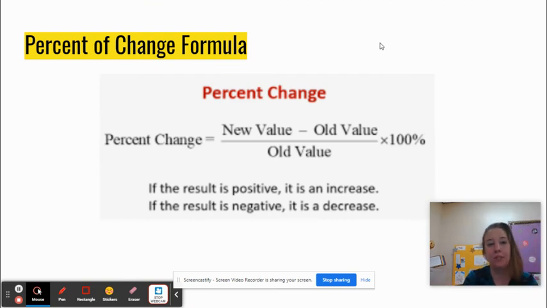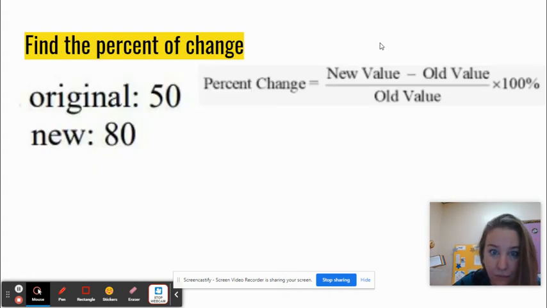Here is the percent of change formula. You take the difference between the old and the new value, divide it by the old value, and multiply by 100 to make it a percent. If you have a positive, it's an increase, meaning it went up. If the result is negative, it's a decrease, meaning it went down. Let's check it out.